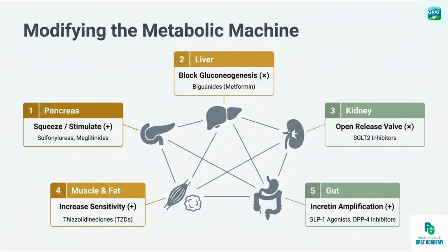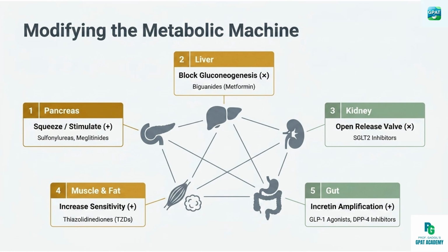Now we will discuss the oral hypoglycemic agents. They are used in type 2 diabetes mellitus when lifestyle modification fails and are often combined with each other or with insulin. Major classes include biguanides, which act by decreasing hepatic glucose production.